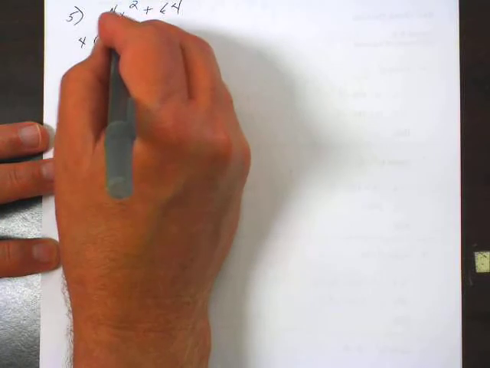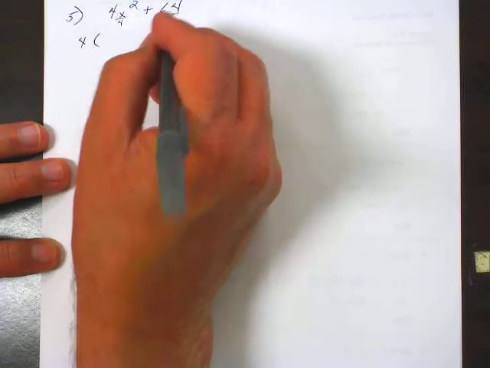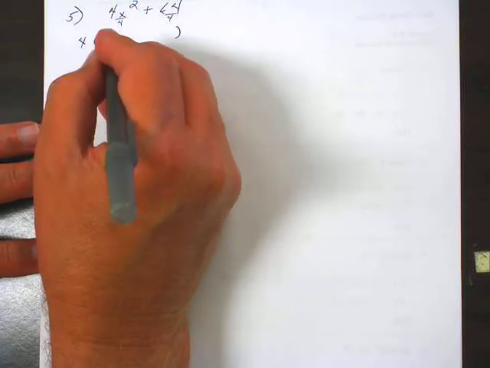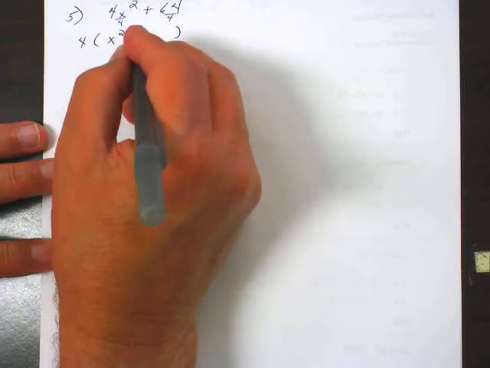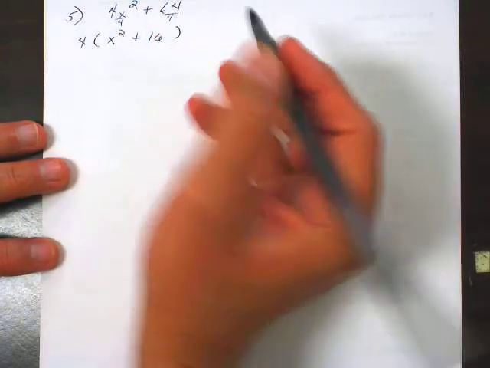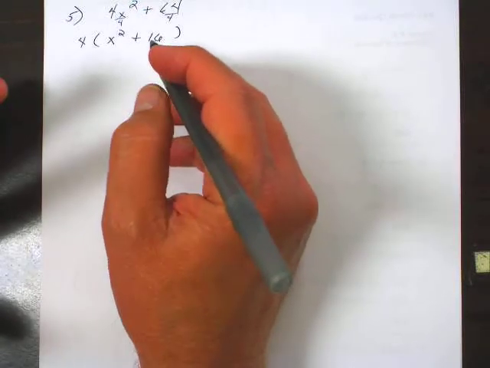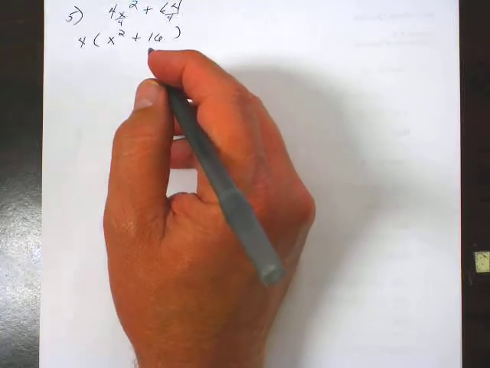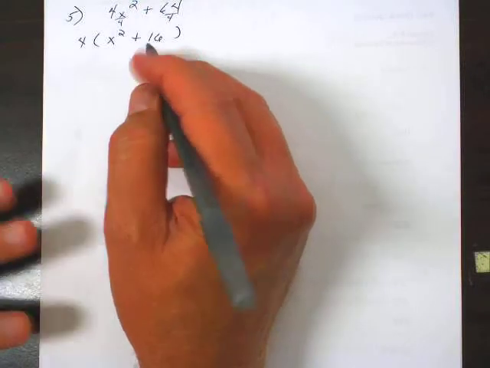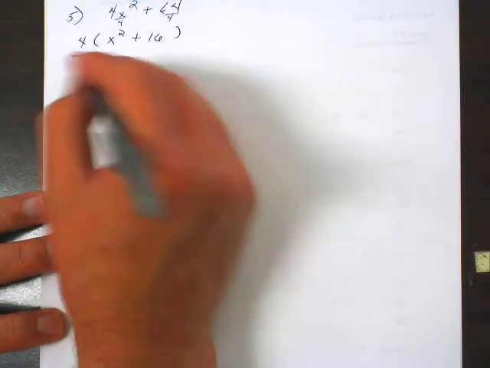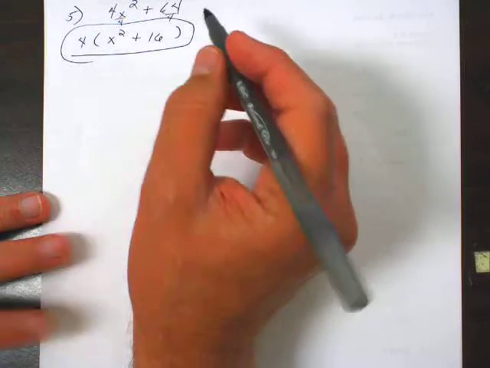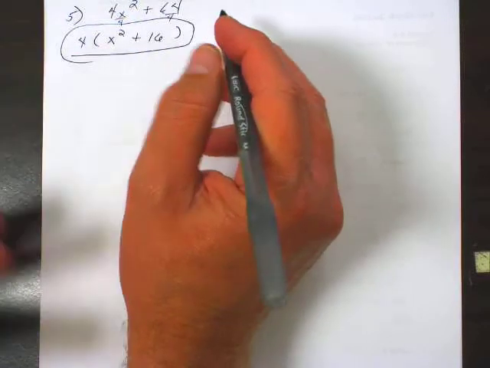So if you divided them both by 4, inside you would have x squared plus 16. Okay, and can x squared plus 16 be factored? No. When you have 2 perfect squares with a plus sign in the middle, you can do nothing with it. I know it's tempting to think it's x plus 4 times x plus 4. It is not.